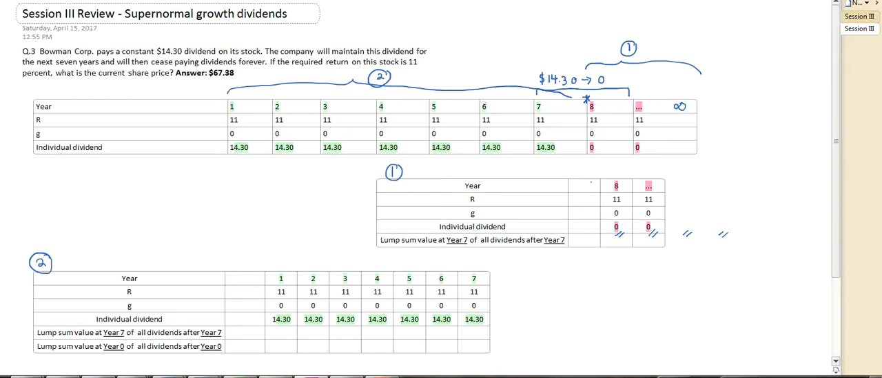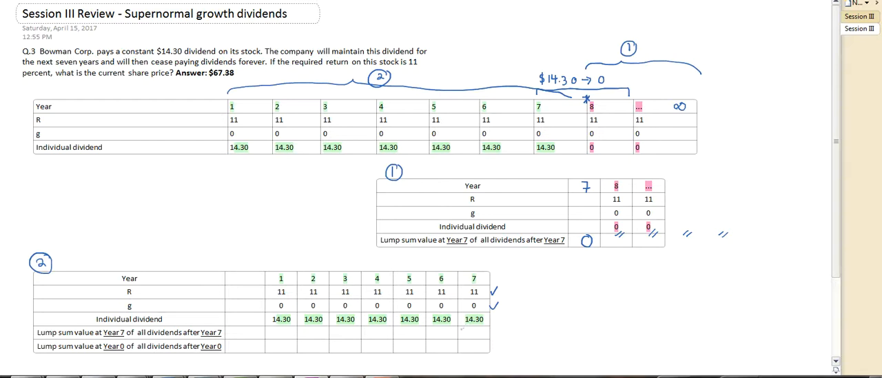So with this scenario, at the end of year 7, the present value of all cash flow after that is simply equal to 0, because that's the sum of 0 in the future cash flow. All right, so move to step 2. In step 2, we're going to work with years 1, 2, 3, 4, 5, 6, 7, where again R is constant at 11%, G is constant at 0%, and the dividend is 14.3 from year 1 until year 7.